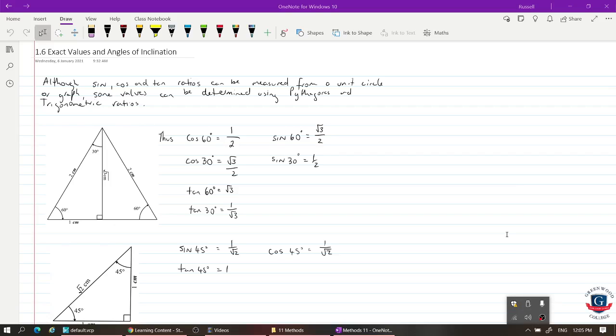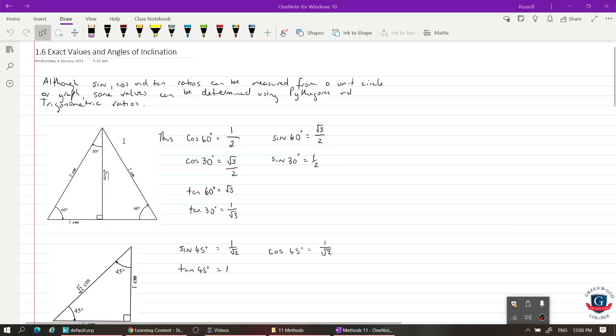This is the last little video in the first chapter, and we're going to look at exact values and angles of inclination. We'll start with exact values. Although sine, cos, and tan ratios can be measured from a unit circle, from a graph of a sine, cos, and tan curve, or with a calculator, some values can be determined using Pythagoras and trigonometric ratios, and by an examination of a graph without a calculator. So let's see if we can get a hold of these exact values, and they're typical of questions that turn up in non-calculator sections.